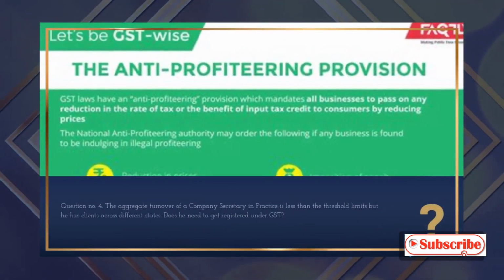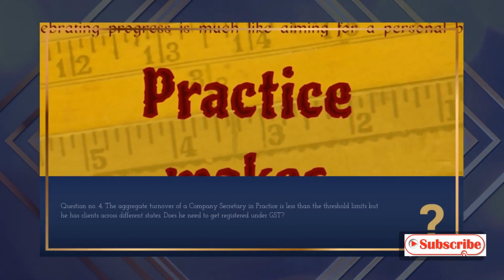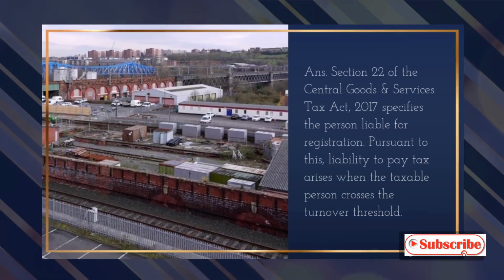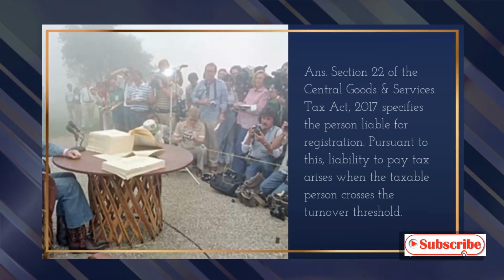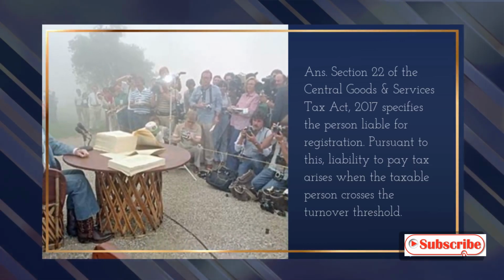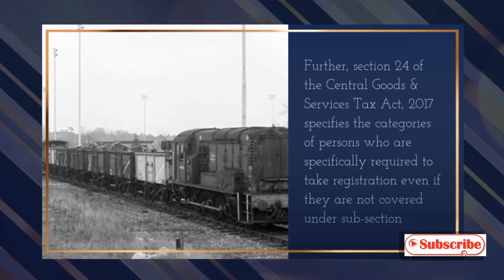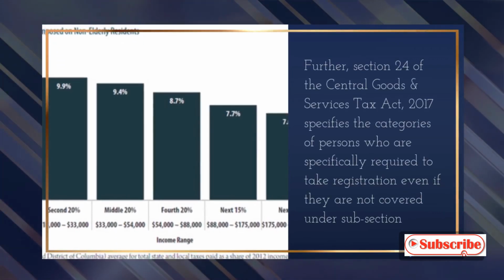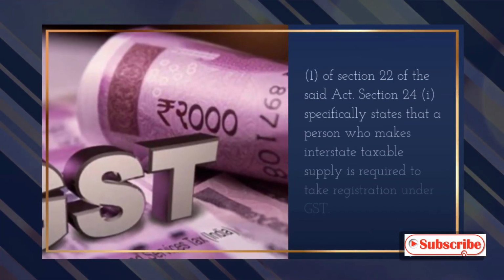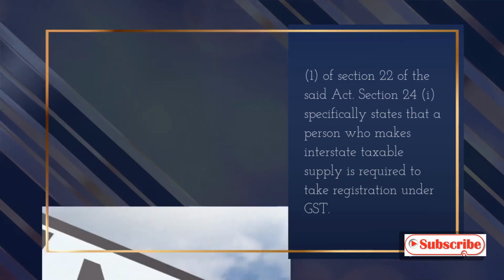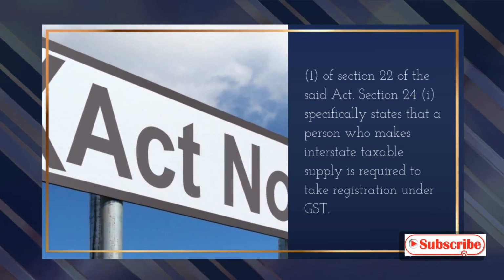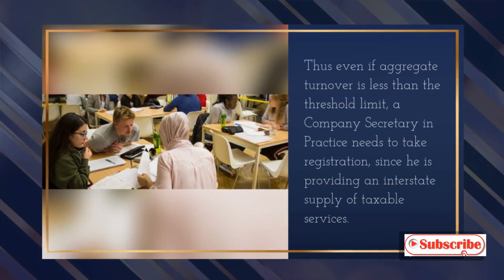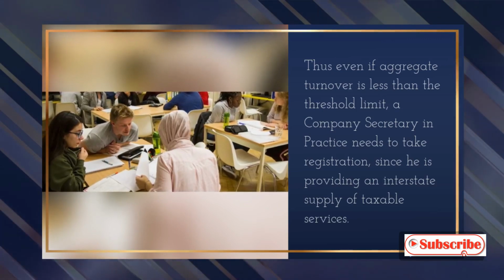Question number 4. The aggregate turnover of a company secretary in practice is less than the threshold limits, but he has clients across different states. Does he need to get registered under GST? Answer. Liability to pay tax arises when the taxable person crosses the turnover threshold. Section 24 specifies the categories of persons who are specifically required to take registration even if they are not covered under subsection 1. It specifically states that a person who makes interstate taxable supply is required to take registration under GST. Thus, even if aggregate turnover is less than the threshold limit, a company secretary in practice needs to take registration, since he is providing an interstate supply of taxable services.